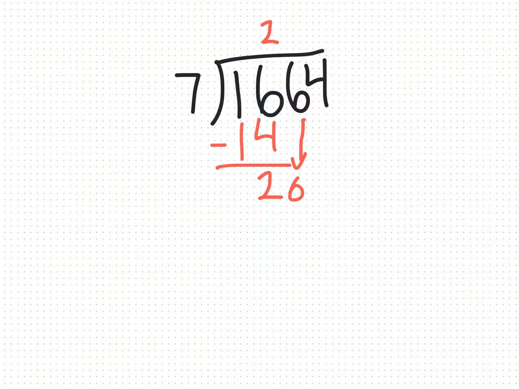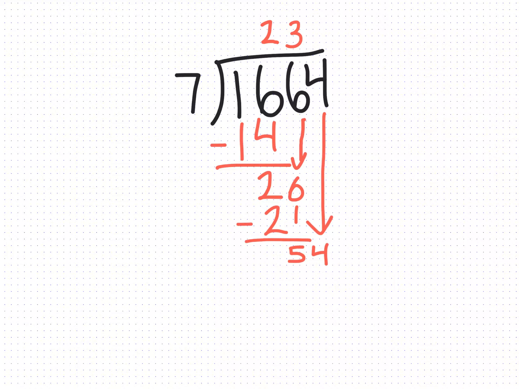Now we know that 7 can be multiplied 3 times while going into 26. And so we're going to go ahead and write our 3 up there. Then we multiply our 3 times our 7, and we write the answer down there. And so let's go ahead and write 21, because that's what 3 times 7 is. Then we do our subtraction, and now of course we need to bring down. So we end up with 54 over here.